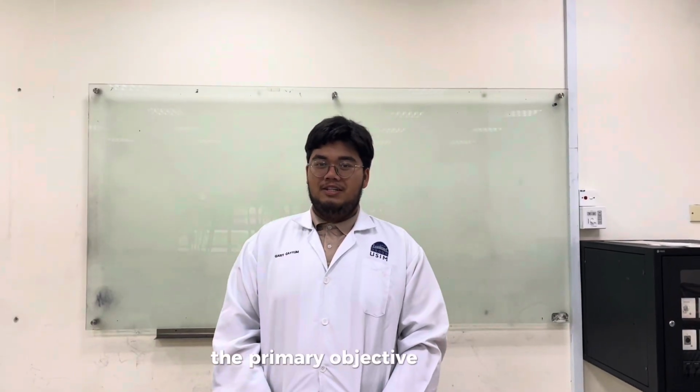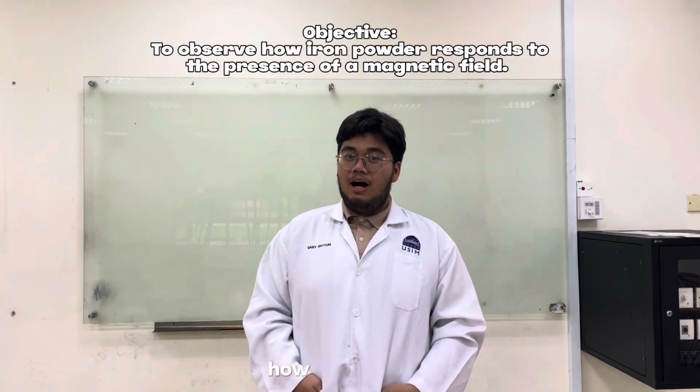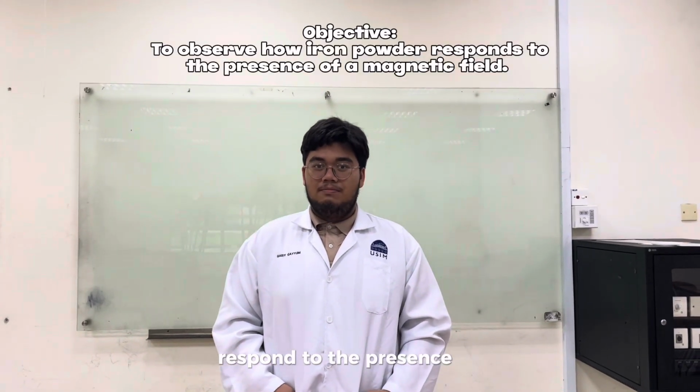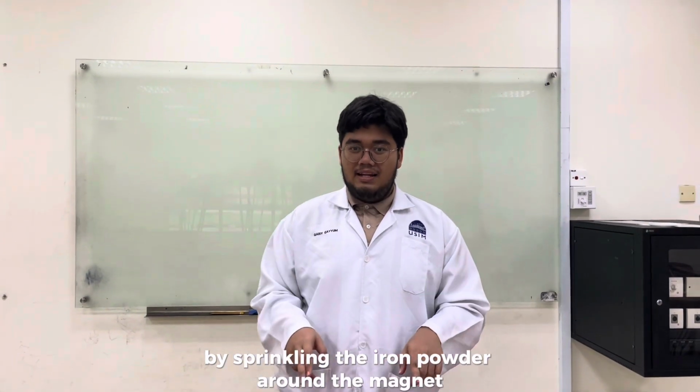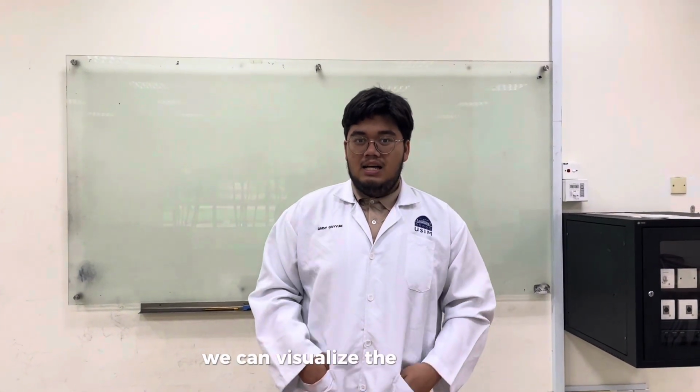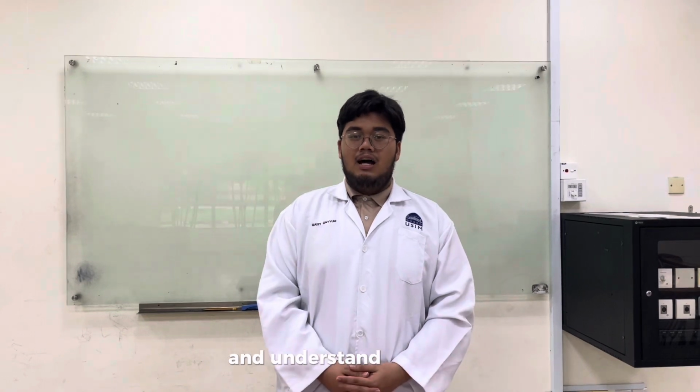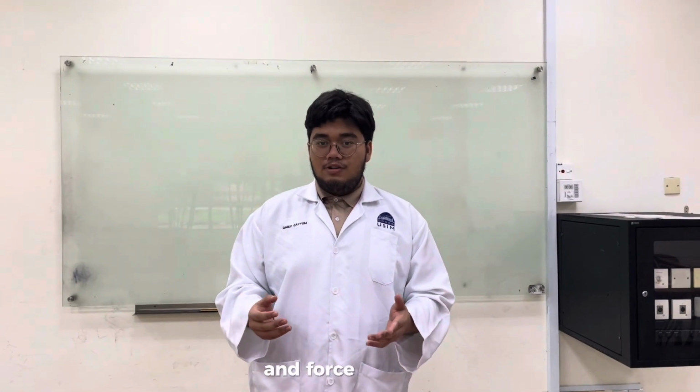Now we are going to do the magnetic field experiment. The primary objective of this experiment is to observe how iron powder responds to the presence of a magnetic field. By sprinkling the iron powder around the magnet, we can visualize the magnetic field lines and understand the magnetic properties and forces at play.